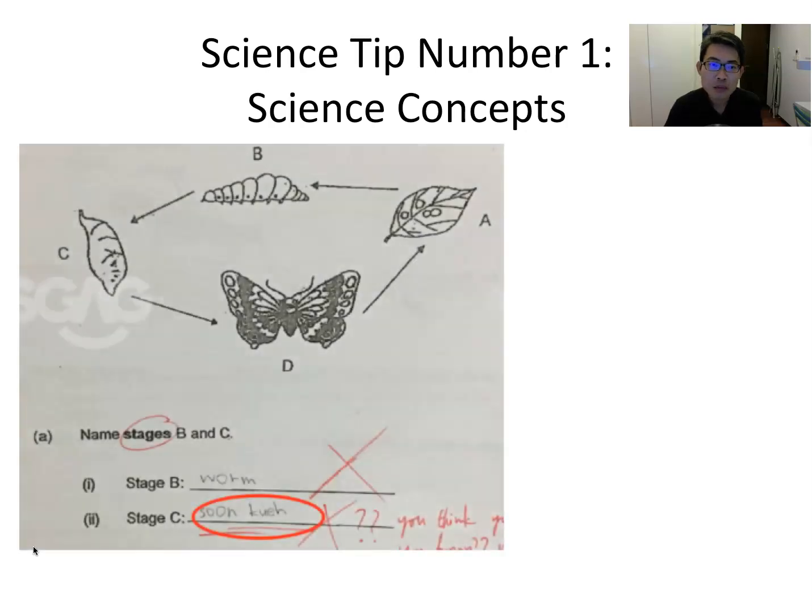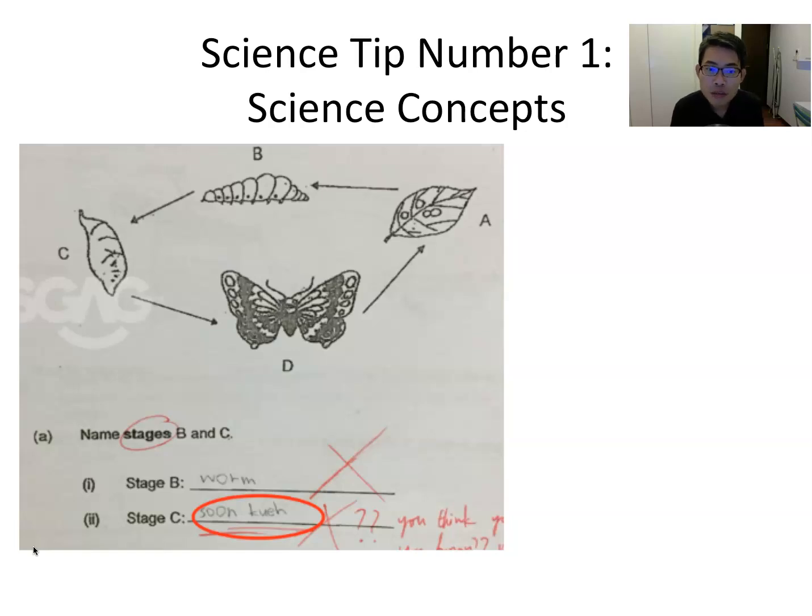Now let's take a look at this question. For those who are familiar with this and have studied, this is a life cycle question. And the question is very direct. Name the stages B and C. The expected answer: this is a 4-stage life cycle of a butterfly. B clearly is the larva stage, and C clearly will be the pupa stage before it transforms into an adult butterfly. But look at what the child wrote.